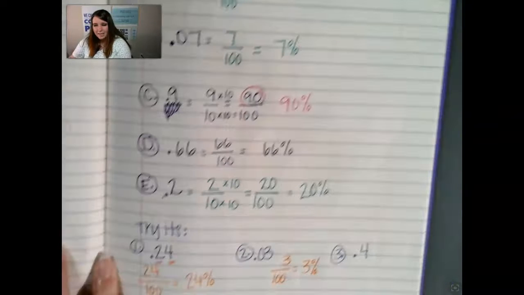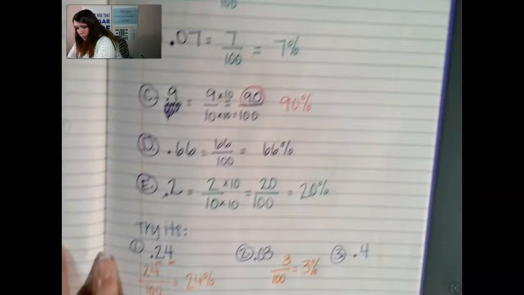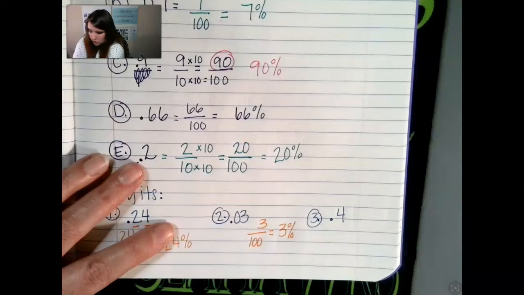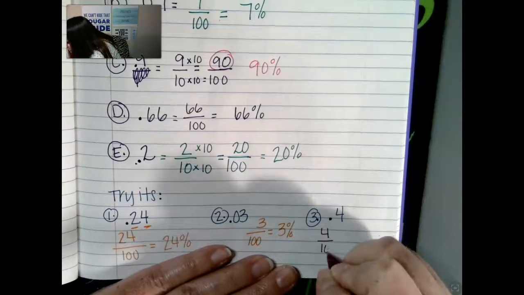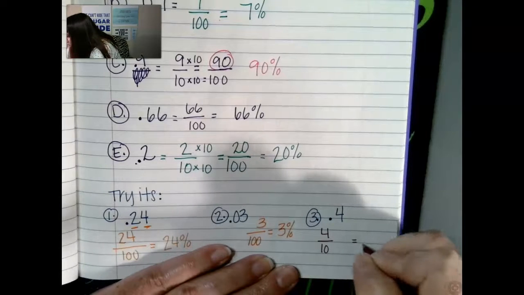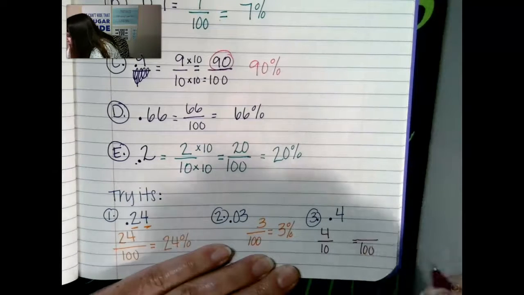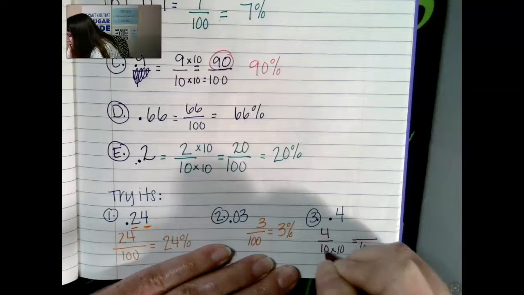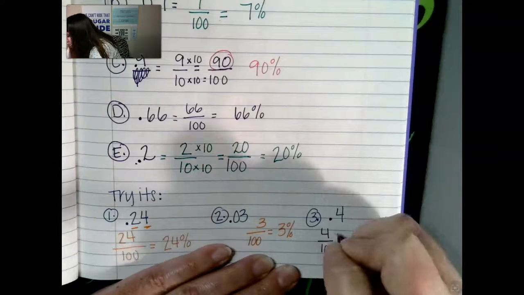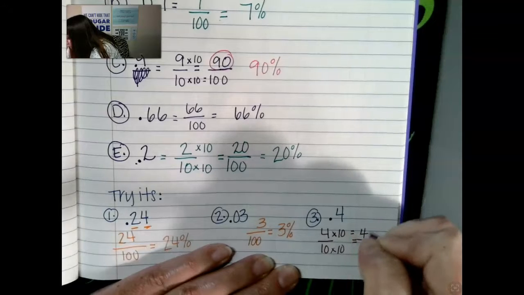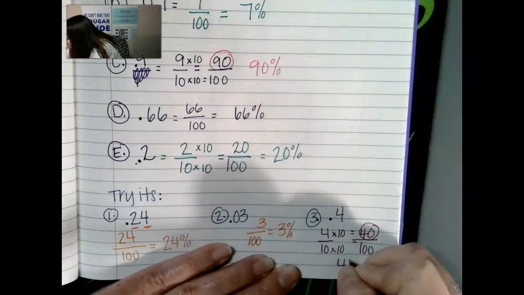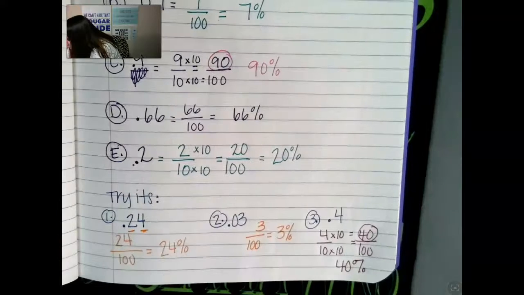And last but not least, we have 0.4 or 4 tenths. So I'm going to switch colors here. And I know that 4 tenths is like this. And to get to 100, I can multiply by 10. 10 times 10 equals 100. 4 times 10 equals 40. So my fraction is, or my percent is 40%.